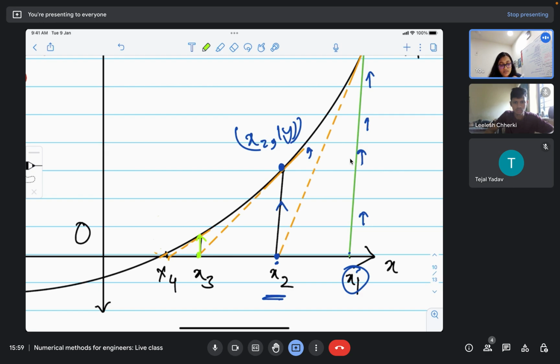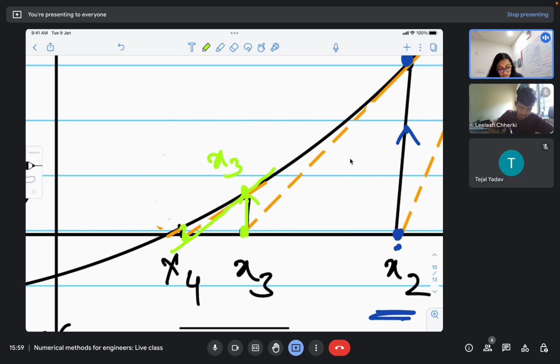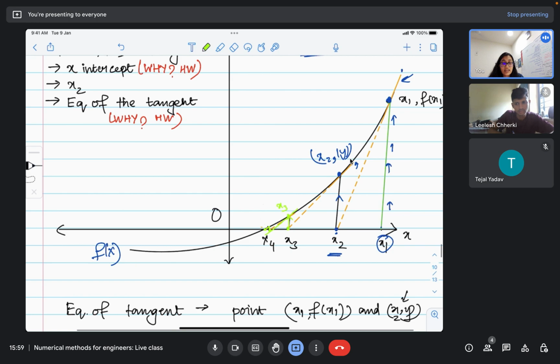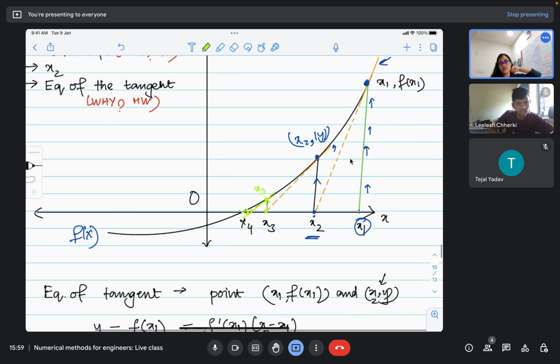in the sense whichever is the point on the curve where the x coordinate is x3. From that point, we will again draw the tangent. Very bad tangent. We will again draw the tangent and we will cut at a particular point. Okay, that will be your x4. Now, from x4 again we will go cut the curve, and ultimately you will realize that we have converged to the root.